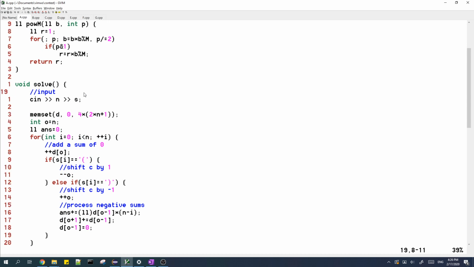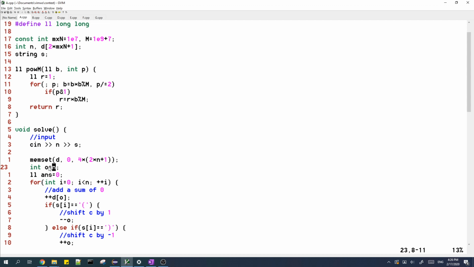So first we input n and s, which are the strings, and then we reset the array D. And note that we start with an offset of n. The offset that you start with doesn't really matter, but you want to choose a big enough value, because if the offset becomes negative, then you will end up querying negative indexes in the array D, which is bad. So in this case, I set the offset to n, and I set the size of the array D to be 2 times n plus 1.